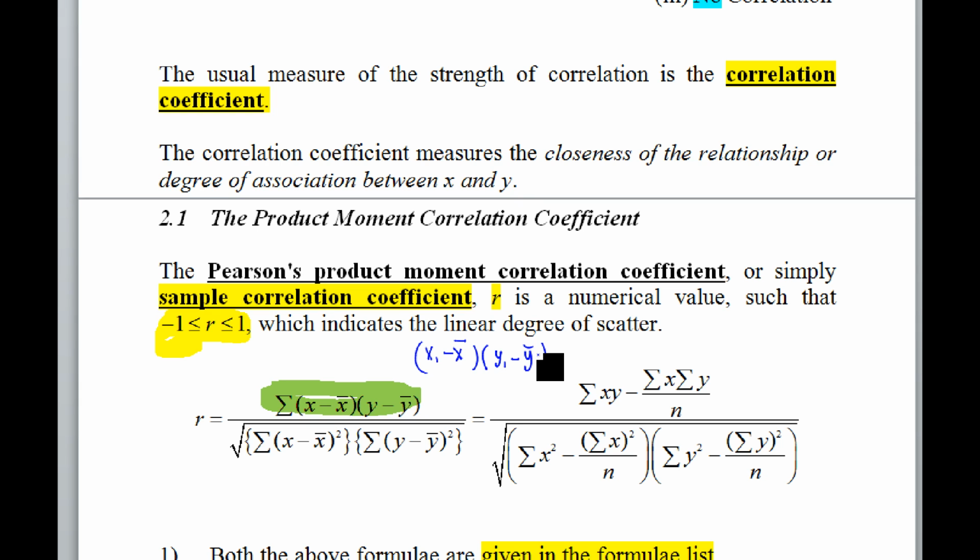Because you have bivariate data, right? x1, x2, remember? So x1 minus x bar you can calculate, right? Y bar also can be calculated, right? Then you sum them all up.